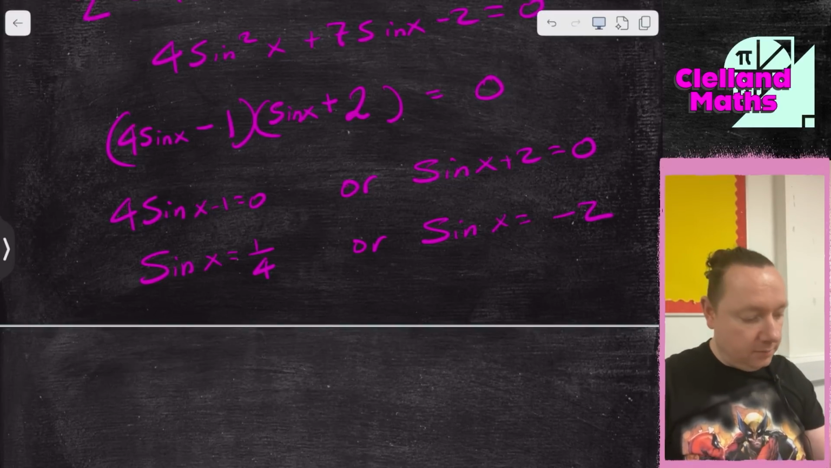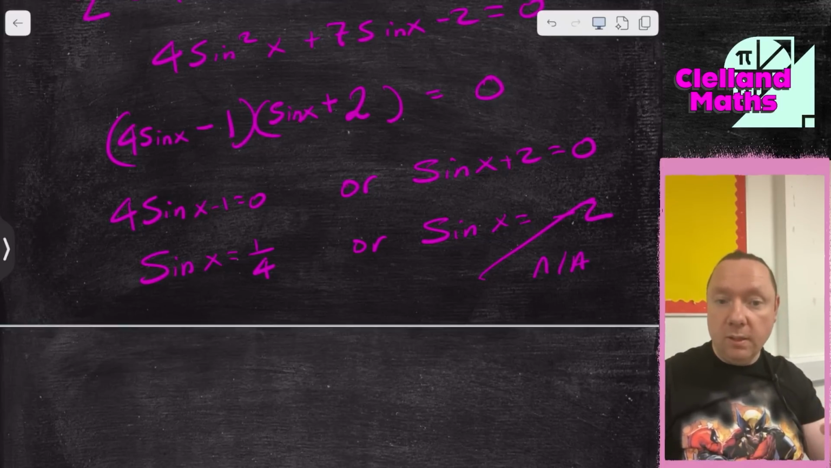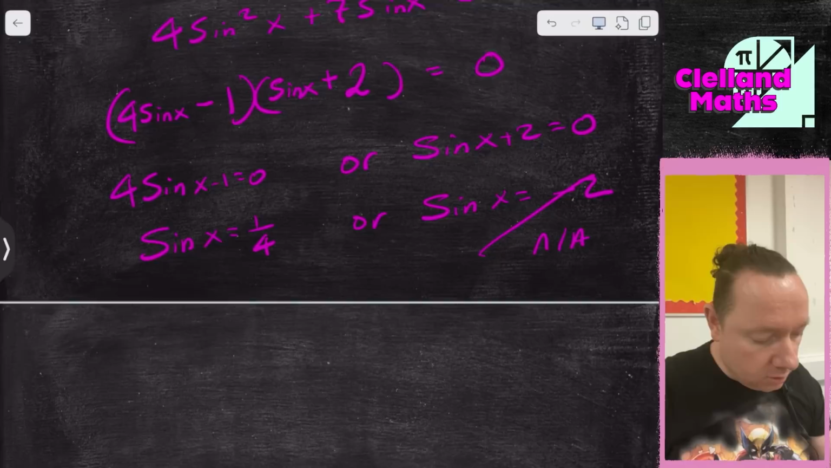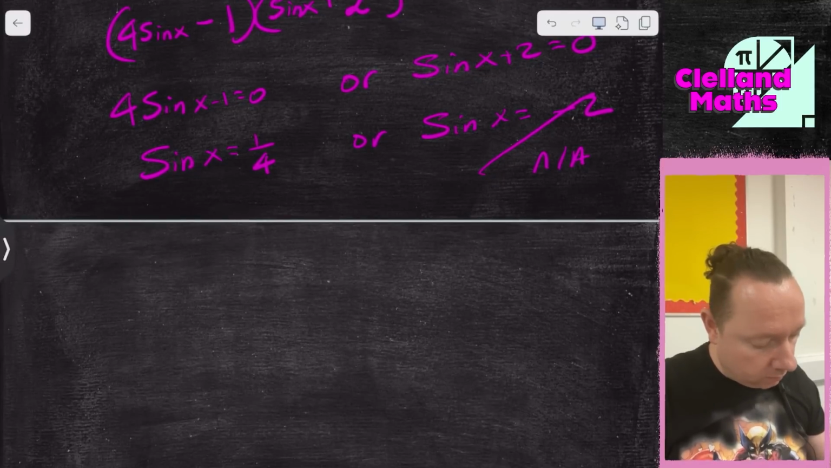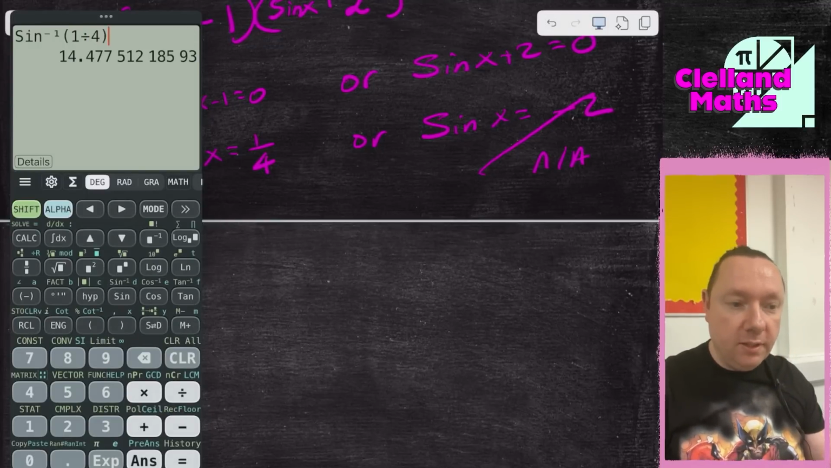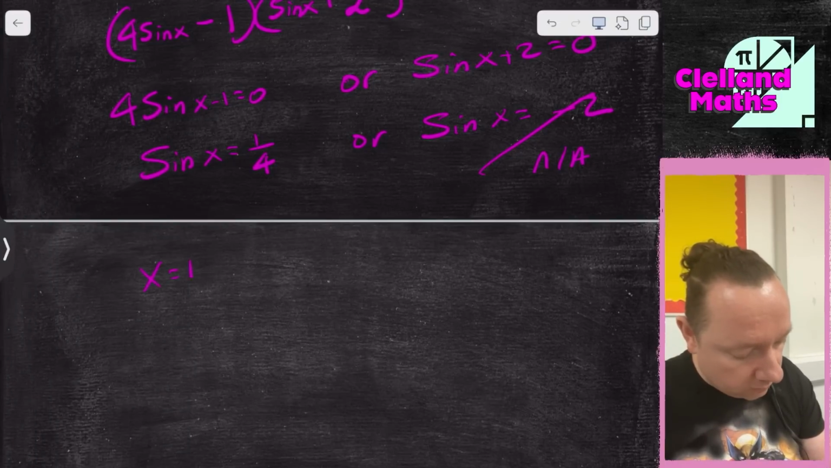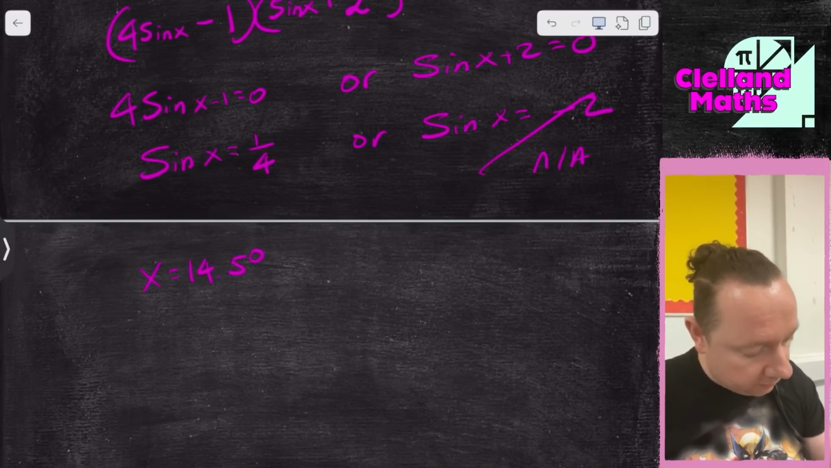Well, that's invalid. So it's not applicable because sine only goes up to 1 and minus 1. If you try and put it in a calculator, you'll get it doesn't work. So the only one is sine x equals 1/4. Well, we're not working with exact values here. So we're doing shift sine 1/4, which is 14.47 degrees, or 14.5 if you prefer. So x equals 14.5. And then we need to get another answer.